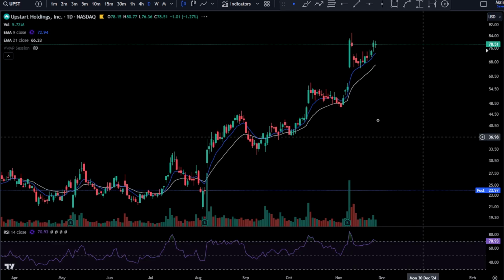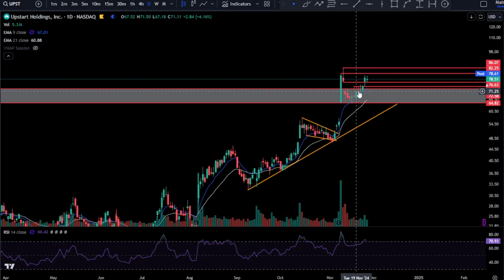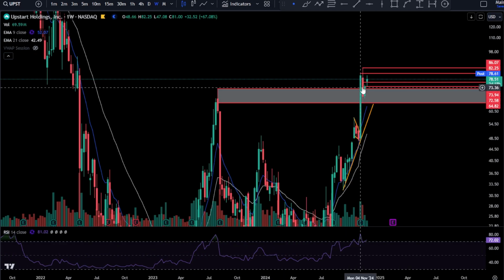I like it. Upstart, this one we pointed out. Okay. You're just consolidating over here on the weekly chart. You're holding this break and retest level.